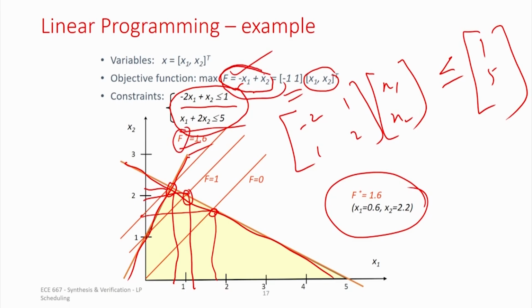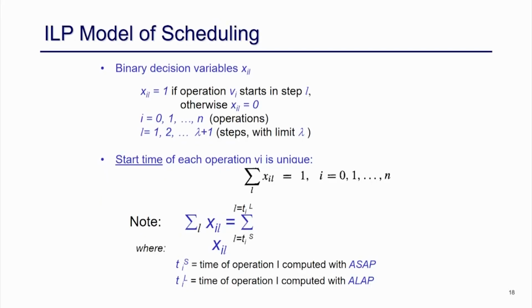Now we are going to model our scheduling algorithm using this. We have to find out what variables we need to model the scheduling problem, and what the constraints would be. So these two we have to find out. Let us discuss. For our ILP modeling of scheduling, we are going to use a variable x i l. What does it mean? x i l is 1 means operation v i starts at time step l.